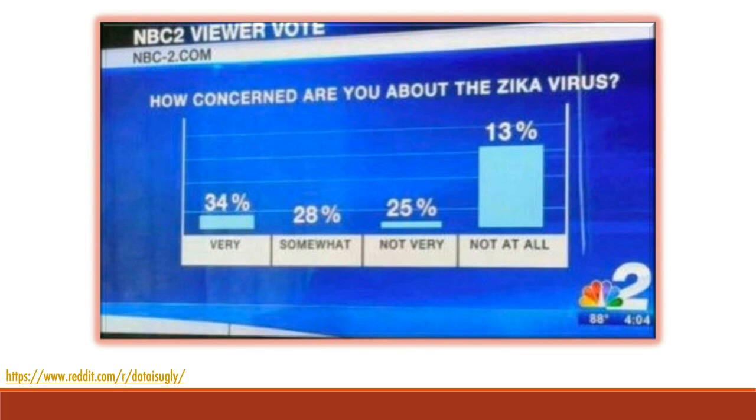This is a graph that appeared on NBC back when we were worried about the Zika virus. They asked people how concerned they were about the virus, and they could answer very, somewhat, not very, or not at all. But you can see that something went very wrong when they put this into a bar graph, because somehow the 25% bar is bigger than the 28% bar, and the 13% bar is bigger than all of them. So I think someone just messed up on this one.